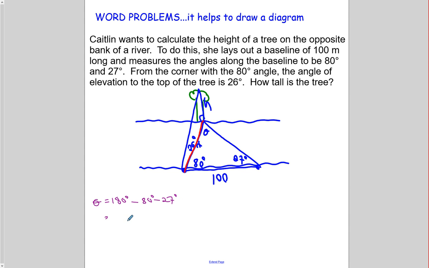That's going to get me 73. So that angle up at the top of this flat triangle that's laying on the river, that would be 73 degrees. Now I want to figure out that side X, because that'll be really useful to me.